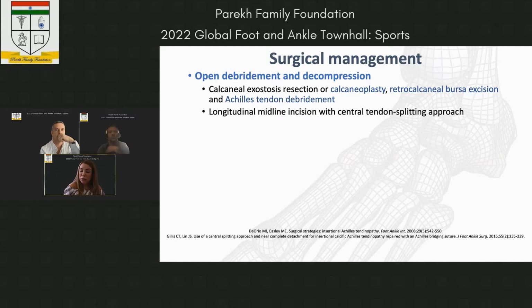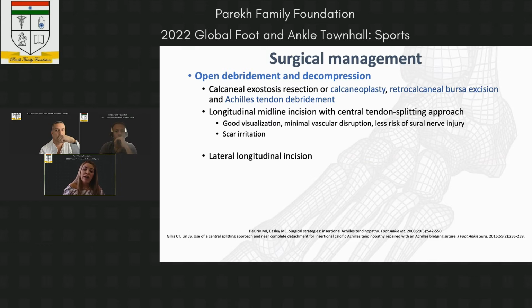The most common approach for this is a longitudinal midline incision with a central tendon splitting approach. What this allows is good visualization of all the pertinent structures, minimal vascular disruption of the posterior tibial vessels and the peroneal artery, and usually less risk of sural nerve injury compared to other approaches. The only concern is scar irritation may be more prominent than the other approaches.